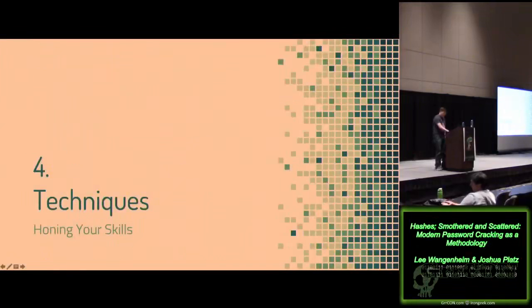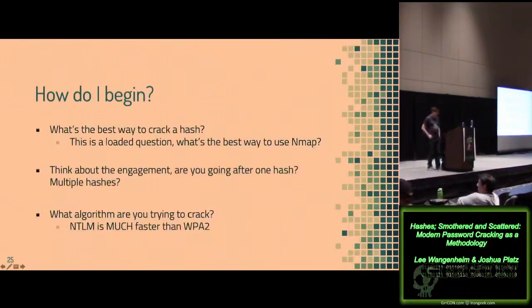All right, so techniques. What are we doing when we get that 20,000 hash dump, and how are we going after these guys? So what's the best way to crack a hash? That's a really loaded question. What's the best way to run Nmap, right? It really depends on what I'm going after. Am I going after one or two domain admin accounts, or am I going after an entire user population?